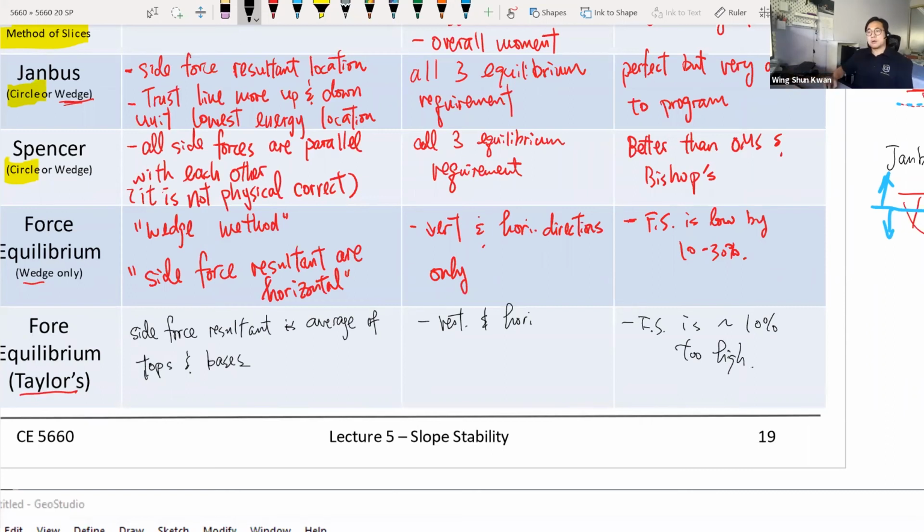So you can tell the assumptions of side force are very critical. If you change the assumptions, you can change your results by almost 30 or 40%. And you just need to be aware of which method you're using and based on what constraint that you have.